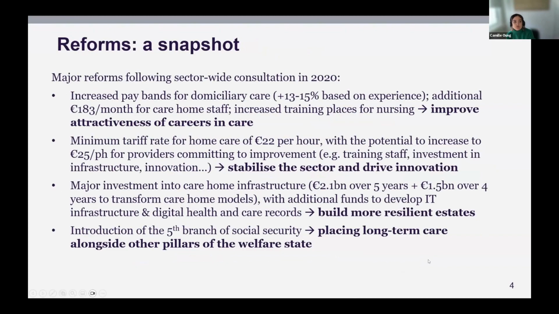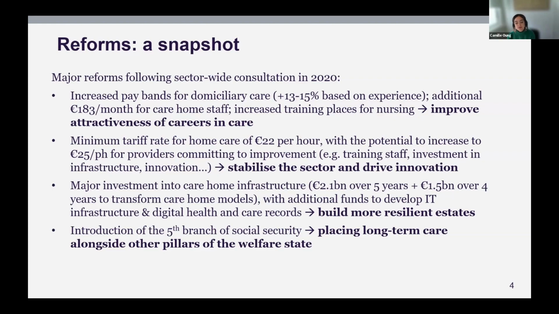So COVID's kind of acted as a watershed really in terms of reform, and it did accelerate some of the aspects of reform that had been in discussion for a long time. So following a sector-wide consultation in 2020, a number of different reforms around long-term care were implemented. The first being around the workforce.